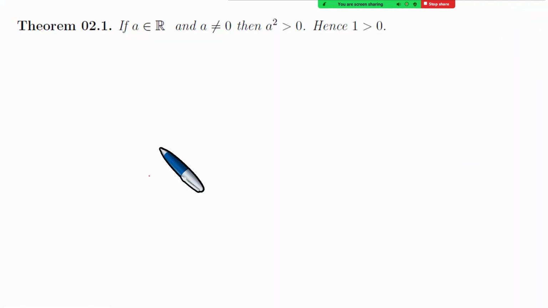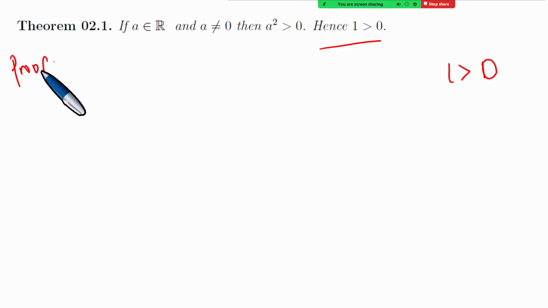There are a couple of things that we need to take note of. The essence of this is that we need to prove that 1 is bigger than 0. So, how do you prove that 1 is bigger than 0, given that a squared is indeed bigger than 0, hence 1 is bigger than 0? How do you prove this? Let us discuss the proof of this.